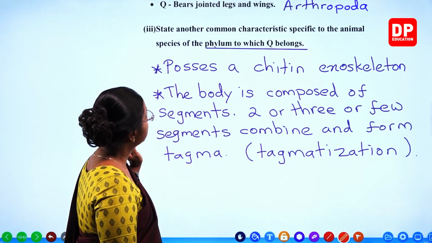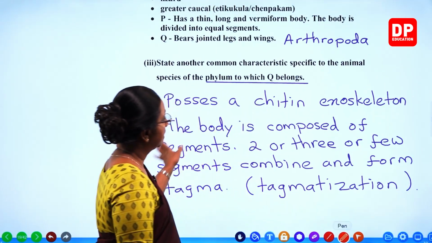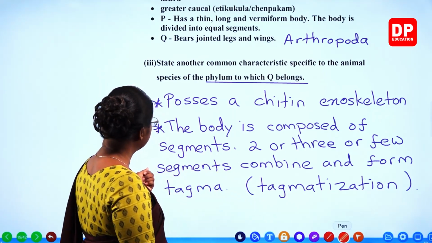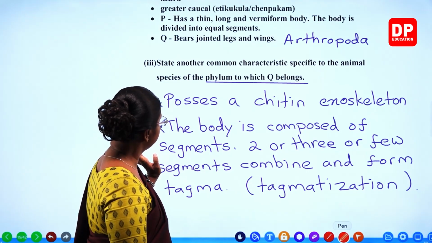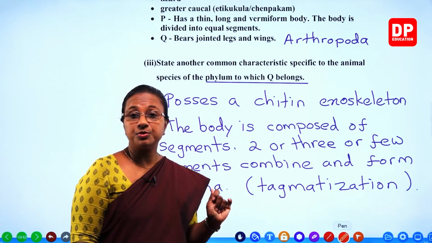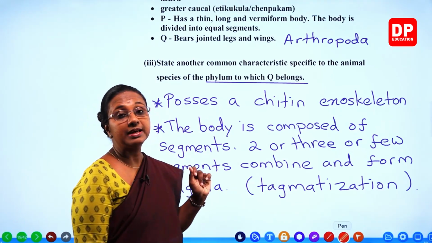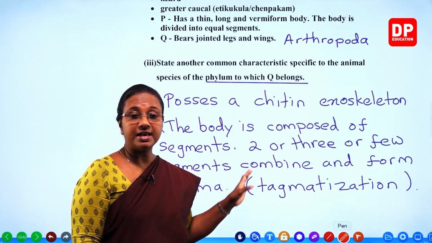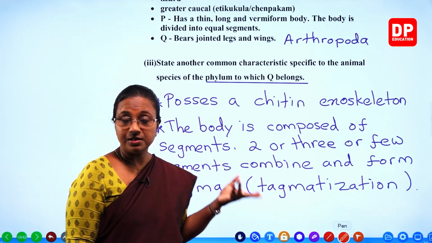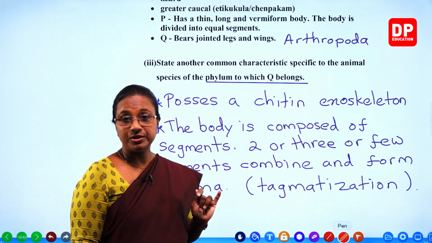You can say possess a chitin exoskeleton, or covered by a chitin exoskeleton, or presence of chitin exoskeleton. And the other one, the body is composed of segments, two or three or a few segments combine and form tagma, which process is known as tagmatization. So that is a common character for phylum Arthropoda. Not only for insects, but a common character for Arthropoda. You can't write these jointed legs because that is already there. Is that clear, students? So with that, I'll move on to the next question.